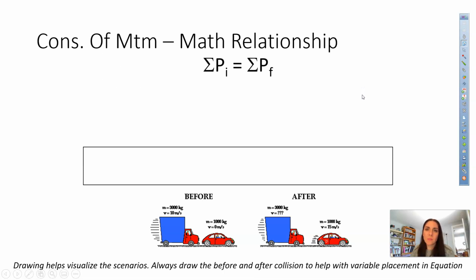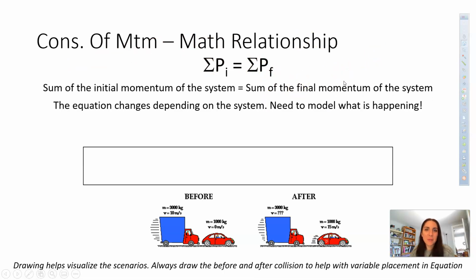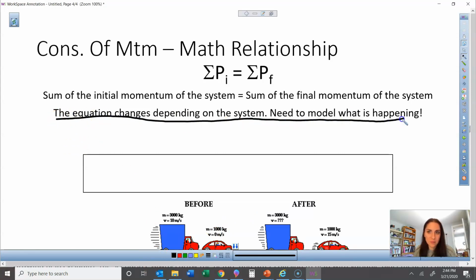So I'm going to explain the mathematical model of this. The sum of the momentum initial has to equal the sum of the momentum final to conserve momentum. I wrote it out for you. But I want you to know this, and this is incredibly important: this equation changes depending on the system. What I did for you is isolate 3 types of systems that we will model. If I was going to do different systems, there would be different models, so it would be different equations. But like I said, I'm limiting it to 3.